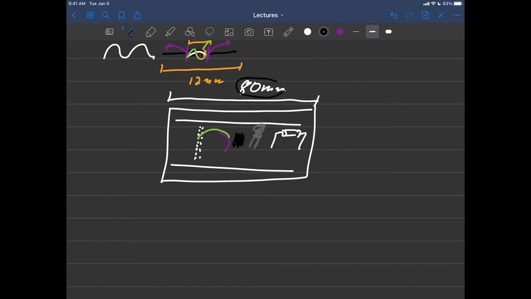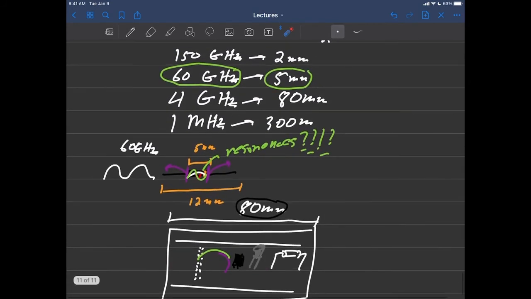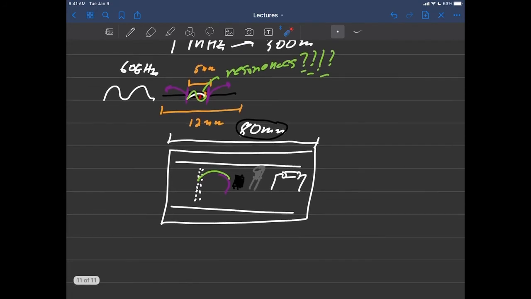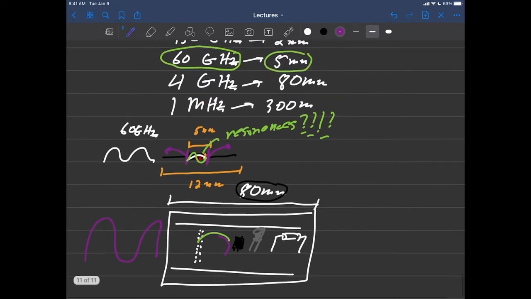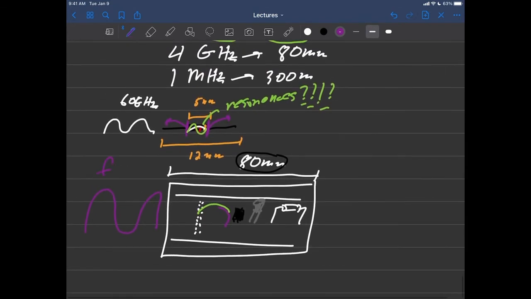Well, you're in this 80 millimeter size of the breadboard, and so the extent of your circuit would have to be 80 millimeters. But if you scroll back up, you can see that 80 millimeters corresponds to around 4 gigahertz, an even lower frequency. So it turns out that whatever you're doing in your circuit, if you impose a sine wave on it, like maybe you fed a transistor or a capacitor with a sine wave, you better keep this frequency less than 4 gigahertz if you want things to behave, let's just say, quote unquote, normally.